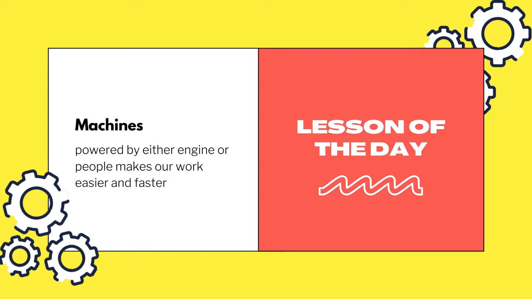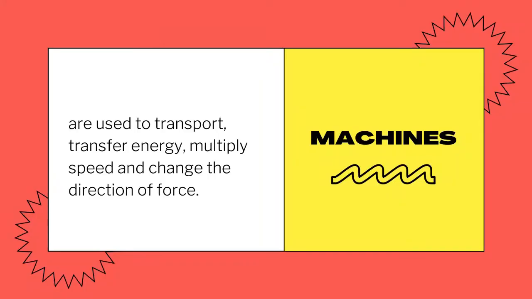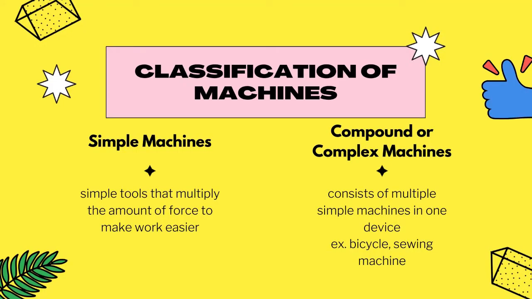Machines, powered by either engine or people, make our work easier and faster. They are also used to transport, transfer energy, multiply speed, and change the direction of force. There are 2 classifications of machines. First, the simple machines: simple tools that multiply the amount of force to make work easier. And the other one is compound or complex machines, which consist of multiple simple machines in one device. Examples are the bicycle and the sewing machine.